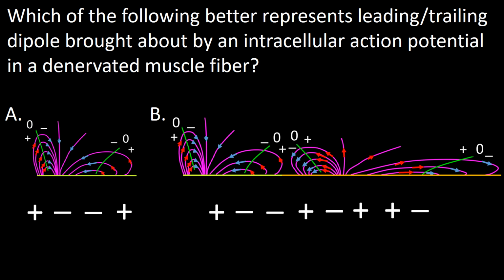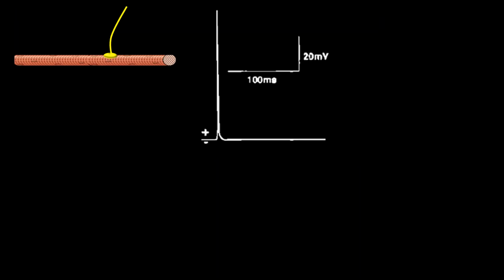Pause the video if you need more time, otherwise we will go on. In this frame you can see an innervated muscle fiber and its corresponding intracellular action potential. The intracellular action potential consists of a monophasic positive wave. The duration of this wave is very short, in the order of 5 to 15 milliseconds.